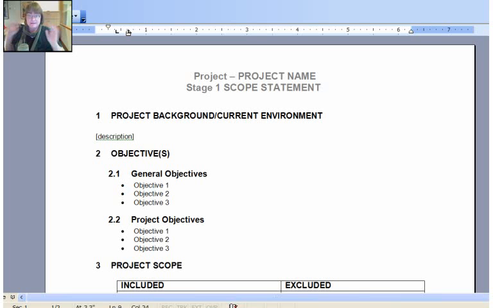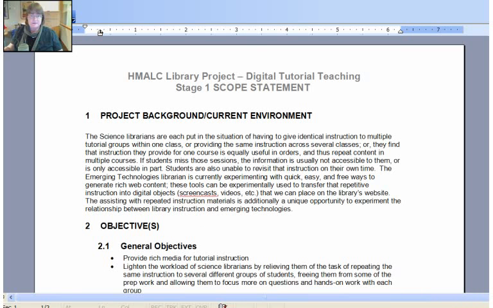Anyway, this is the template for it, but I'm going to speak to a completed version of the document here, which is one that I actually used. I'm noting here that it's in stage 1, so this would be the first time you put this together, the very beginning of a project. I'll go into that later.